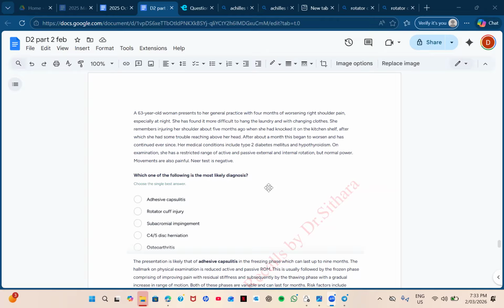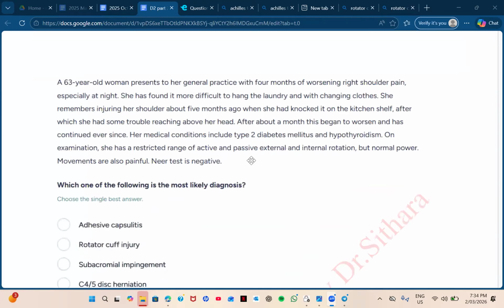Not rotator cuff, adhesive capsulitis. They are mainly associated with diabetic patients. So please remember these points as well, because in the stem they can mention it. Okay? Yeah. So let's discuss some questions.